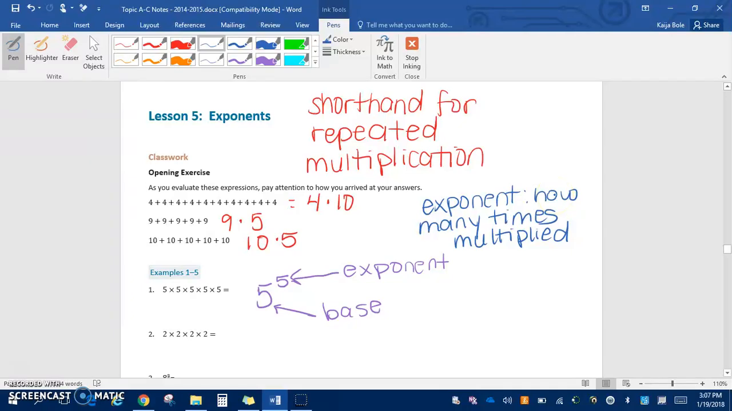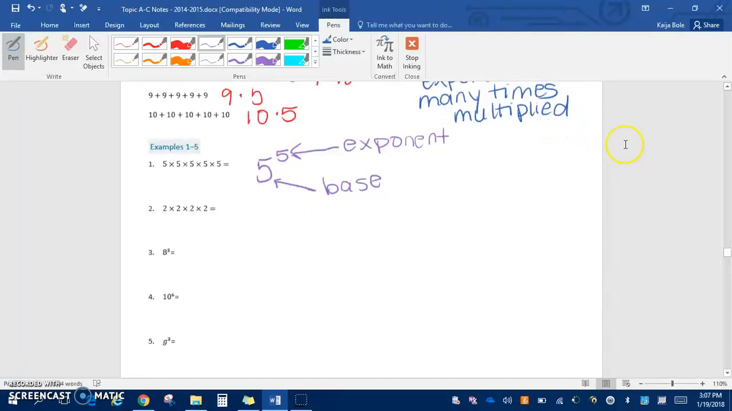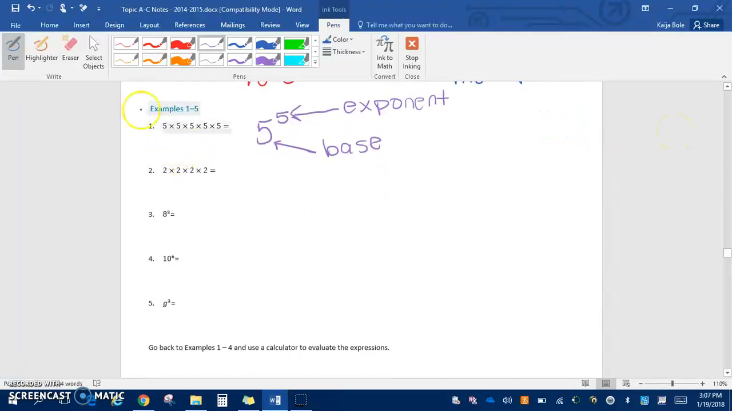Alright, so I know this seems confusing, but stick with me, and the more you practice it, the easier it'll become. So if we look here at example 2, we have 2 times 2 times 2 times 2. So our base is 2, and it's multiplied 4 times, so 4 would be our exponent, so we would have 2 to the 4th.